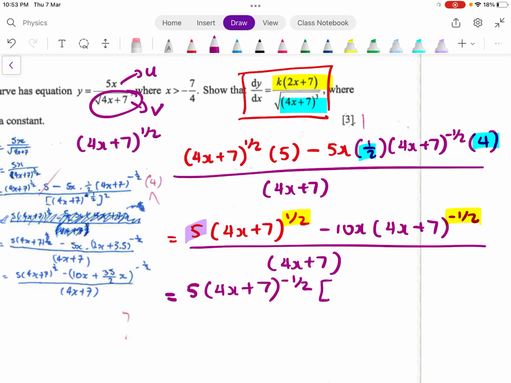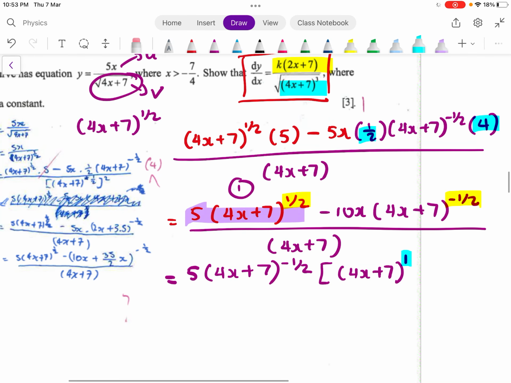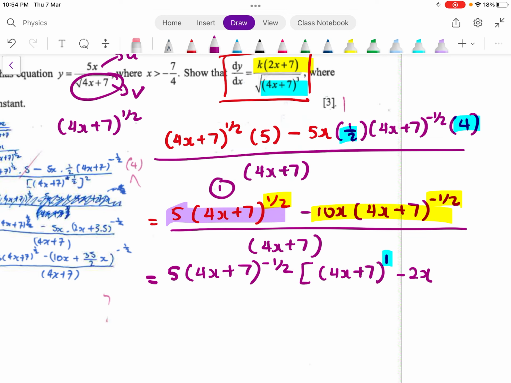So what is left for the first term? Let's highlight this in purple. Of course there's no more 5, it's the 1. The next part is (4x + 7) to the power of 1, because when I take out negative half, I'm left with the power of 1 here. Later I will show you an example of this factorization. The second part, highlighted in yellow, is negative 2x. Nothing is left of the bracket because I took out (4x + 7) to the power of negative half. So I close the bracket and put a 4x + 7 bracket.